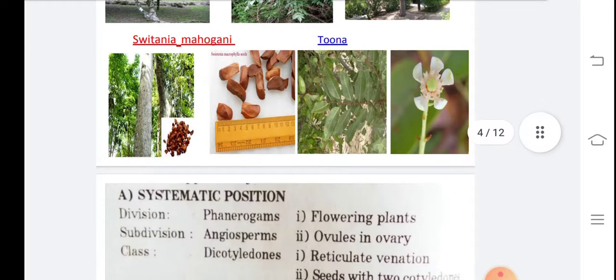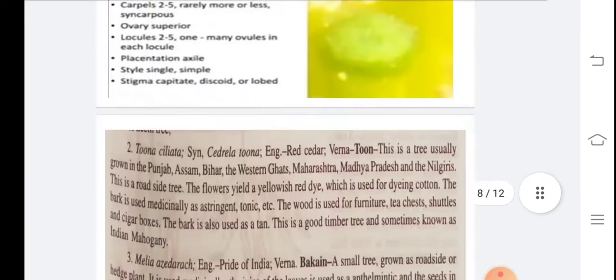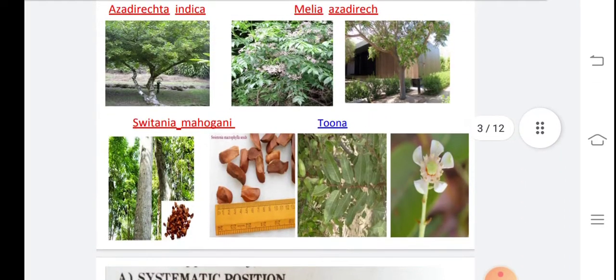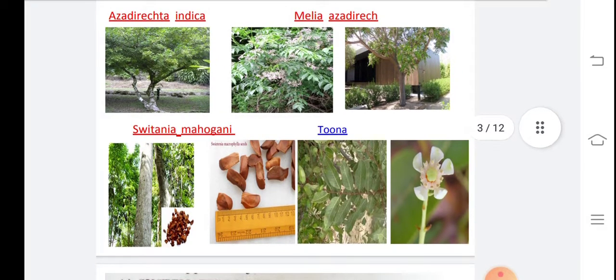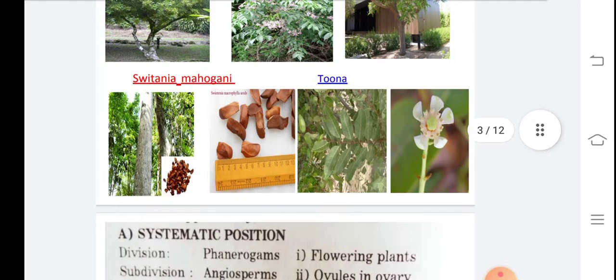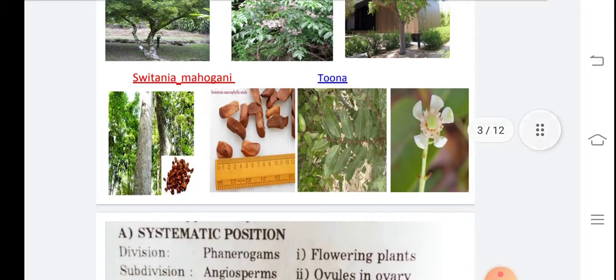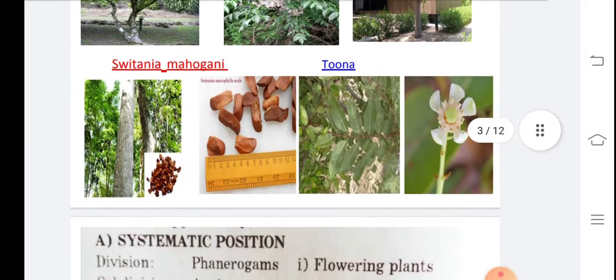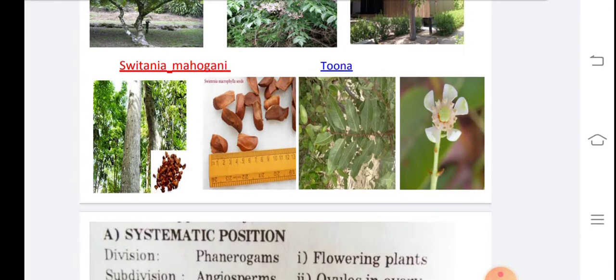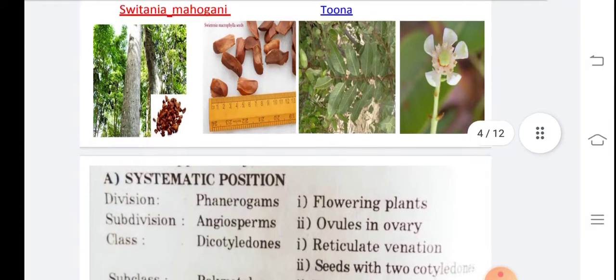Generally in front of our homes, or along the roadside or in blank spaces, we observe these plants commonly. Then this is Swietenia, a larger tree, and this is Toona. You see the magnified flower of Toona, and generally Swietenia shows the seeds.